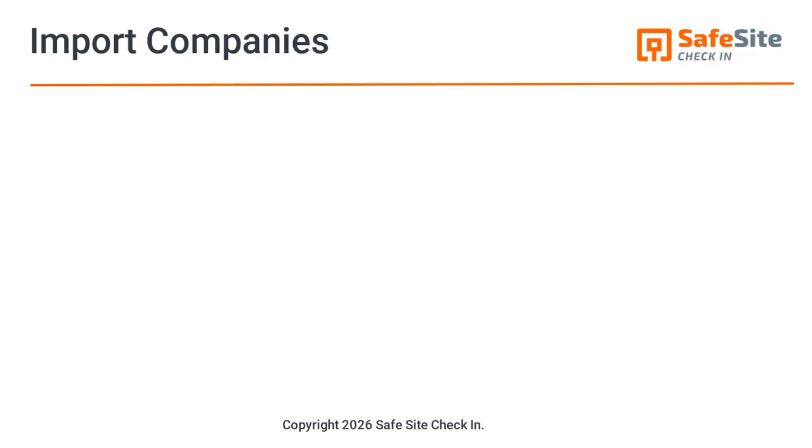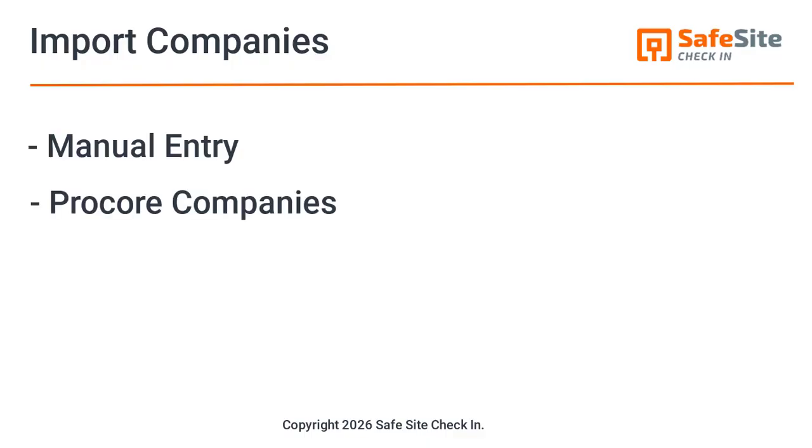This video shows how to upload a list of companies. Companies are associated to users that you've set up in SafeSite Check-in. There are three ways to set up companies in the app: manual entry, where you enter one company at a time; through integrating with a Procore company directory; or by bulk importing a list of companies.